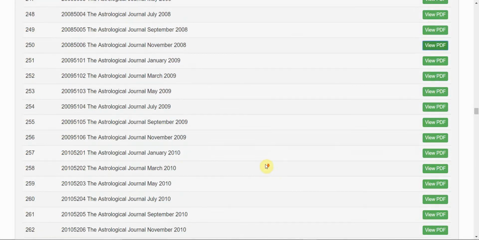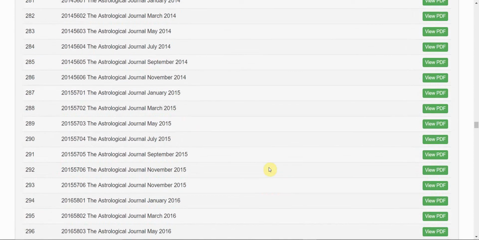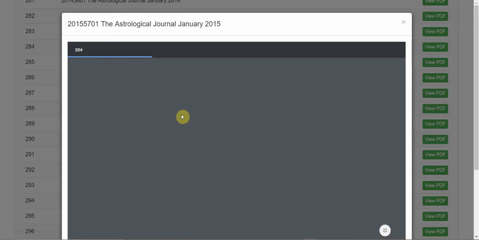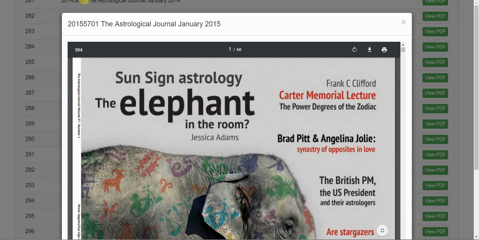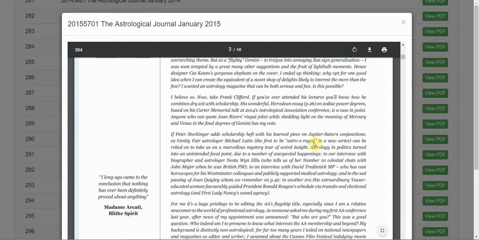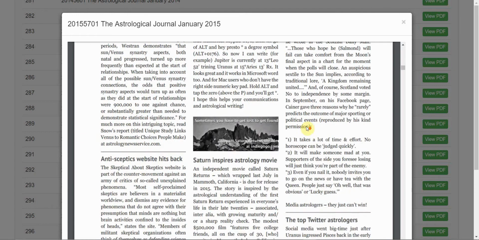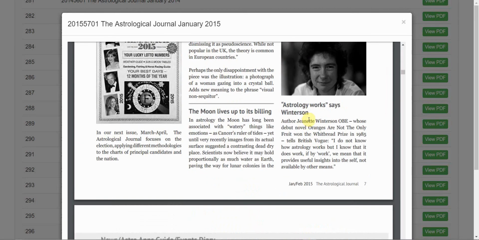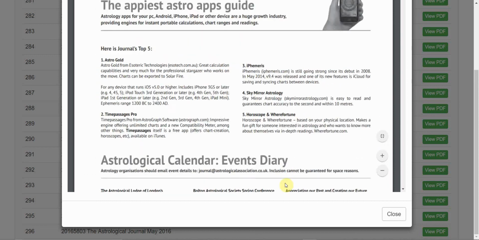So we now go forward again to January 2015, which is the first edition by Victor Oliver, who is the present editor, and this is challenging, provocative, the elephant in the room, all about sun sign astrology. And you can see here again another level of layout improvement. This time we were using Kat Keane, who's been doing the layout for the journal recently, ever since Victor took over. And let's just have a look at this.